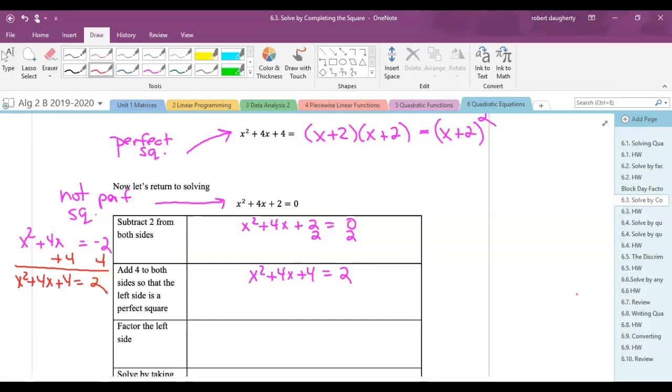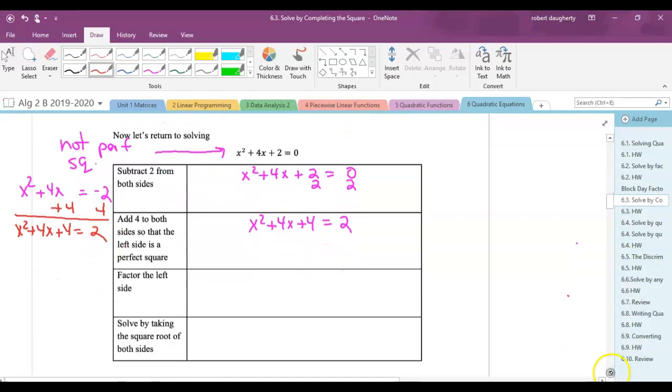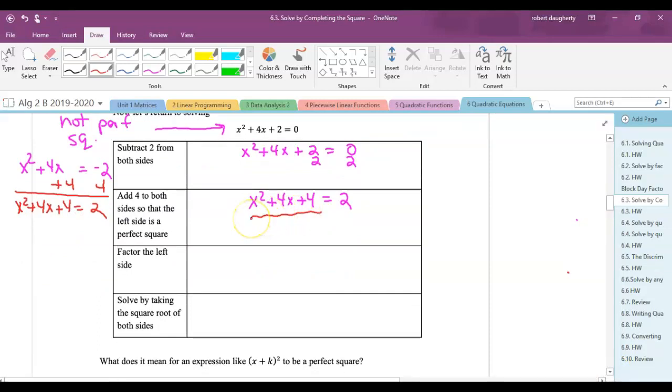So if I get this one, what do I have on the left? This is a what? It is a perfect square. Because I can find two numbers that multiply to 4 and add to 4, this is x plus 2 times x plus 2 equal 2. Another way of writing that is x plus 2 squared is equal to 2. Now I've got a perfect square. How do I solve this equation? Just take the square root of both sides.